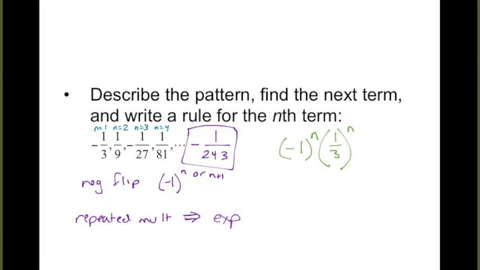So what we want to do is check and make sure this actually works for a few terms. So like if I plug in 1, I get a negative and I get 1/3. So that's good. If I plug in, say, 4, negative 1 to the 4th would be positive. So that's positive, that's good. And 1/3 to the 4th power, we can check that out, but 3 to the 4th is in fact 81. So this creates the right sequence for us. So this would be our rule.